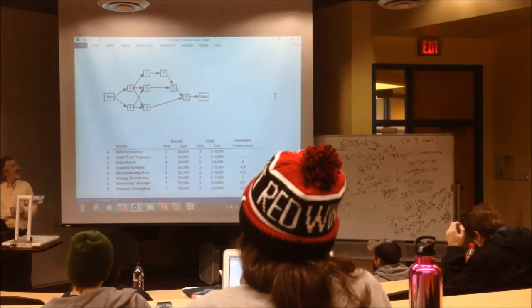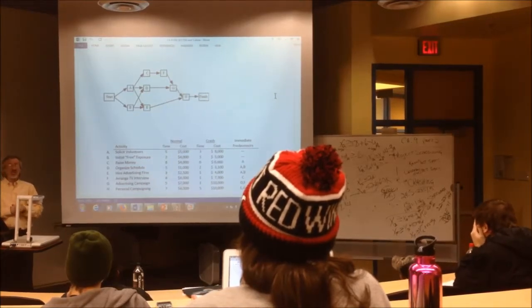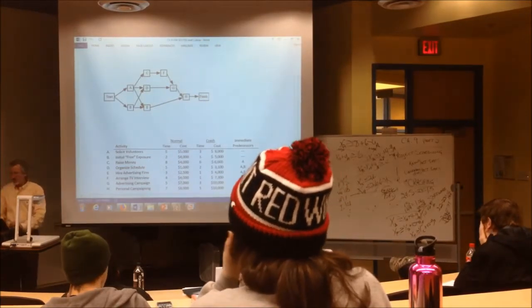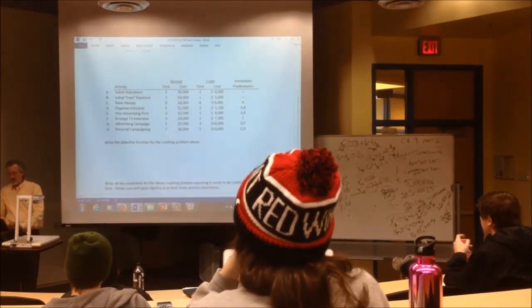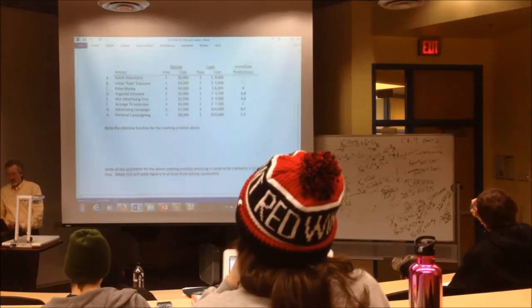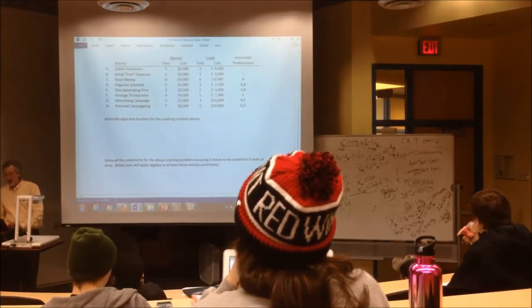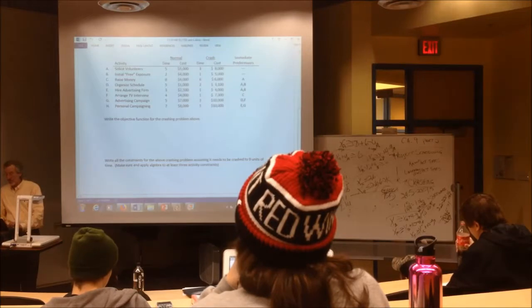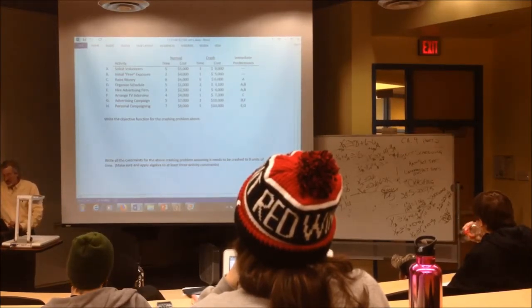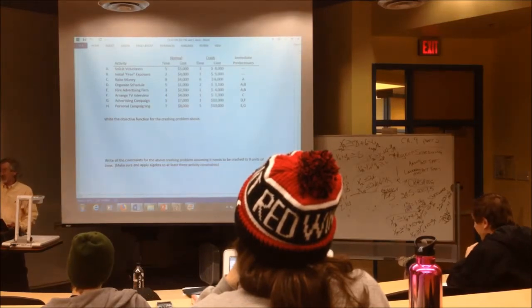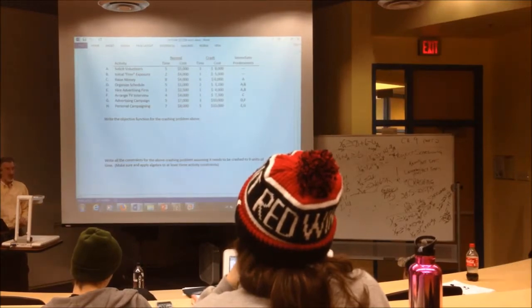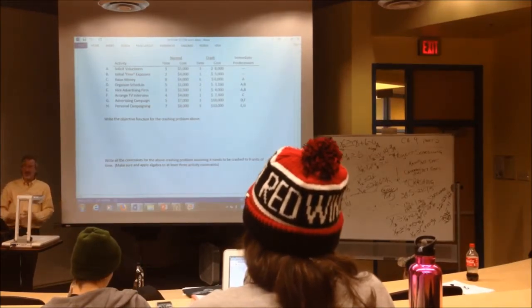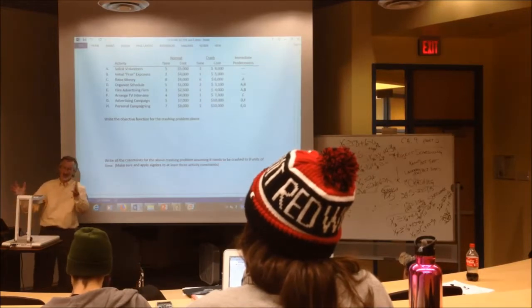1. X sub H. And now I want you to notice something. There's the picture. This problem says write the objective function for the crashing problem above. Then it says write all the constraints for the above crashing problem, assuming it needs to be crashed to 9 units of time. Make sure and apply algebra to at least 3 activity constraints. Everybody see that? Not all of them. You're going to write them all. Apply algebra to just 3. Any 3 you want. I'll be happy. Any 3 of them that deserve algebra.